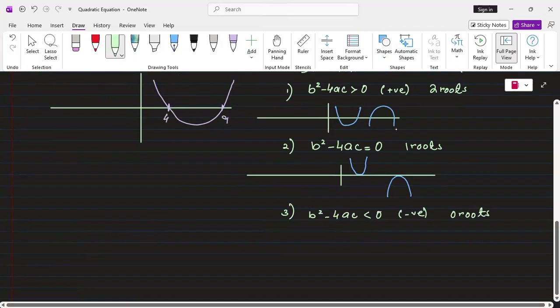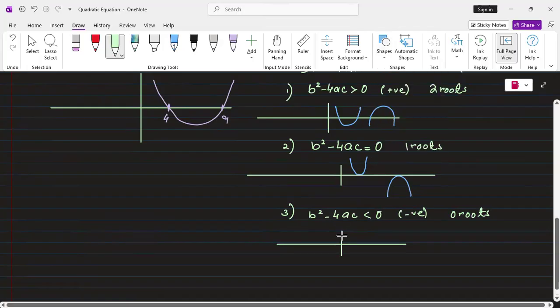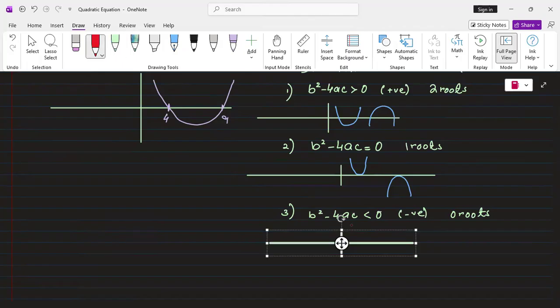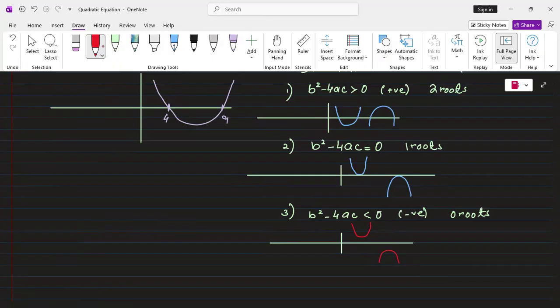So either it's gonna be rotating upwards or downward, but it won't be touching your x-axis. This is how you find out the number of roots.